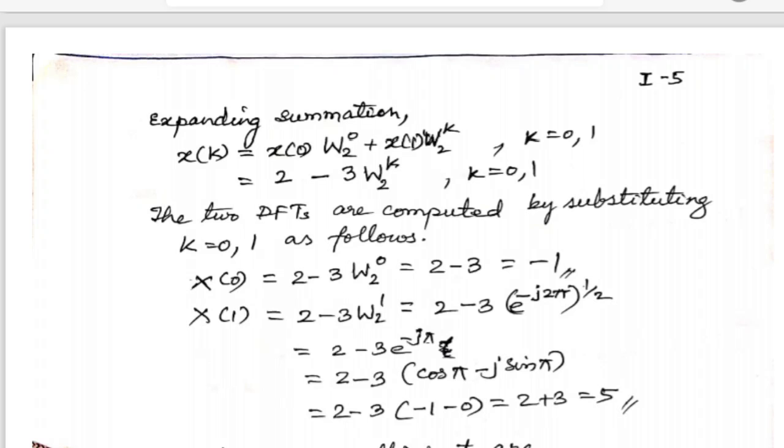So I will get the DFT sequence as X of k is equal to X of 0 comma X of 1 accordingly. So X of 0 happened to be minus 1, X of 1 happened to be plus 5. So this happens to be our DFT sequence for the X of n being 2 and minus 3. For that I will get DFT values as minus 1 comma 5 accordingly.